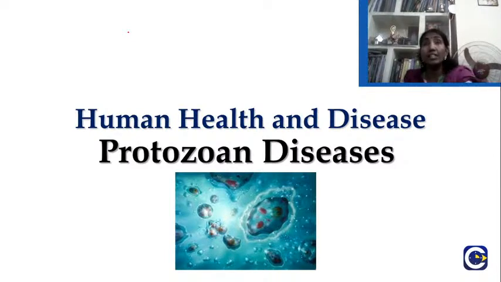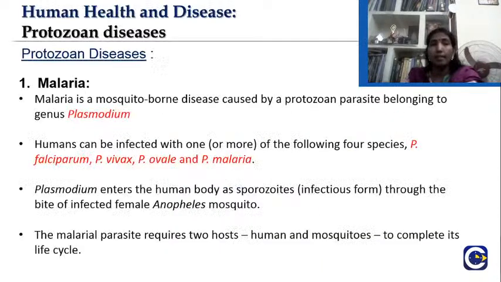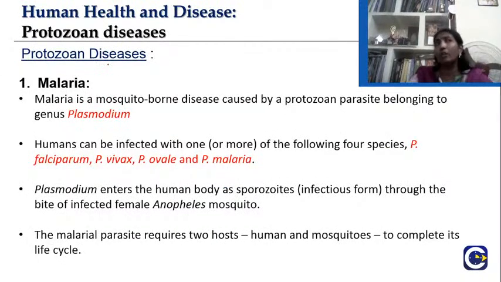With this introduction, we will just pass on to the protozoan diseases. Malaria. At least we would have experienced this fever once in a lifetime, or we would have heard about it, like either a friend getting it or someone in the family. Somewhere we would have come across it. It's such a common disease we see in most of the tropical areas. When I say malaria, it was actually derived from the Italian words mala, which means foul, and aria, which means air. So they thought malaria was probably coming from marshy lands, from some foul smelling air.